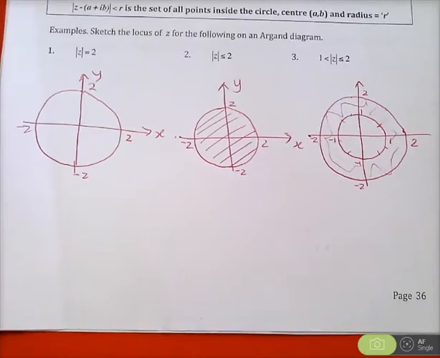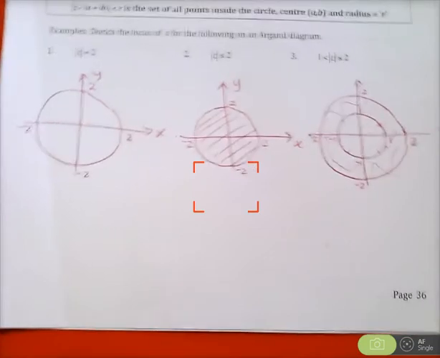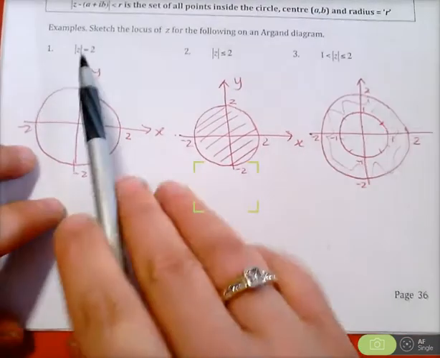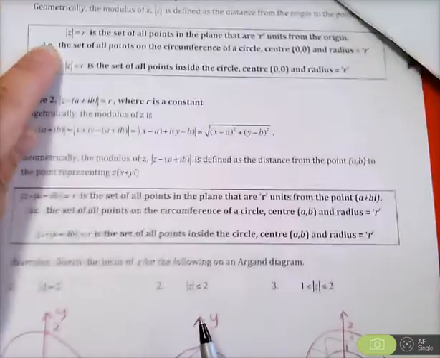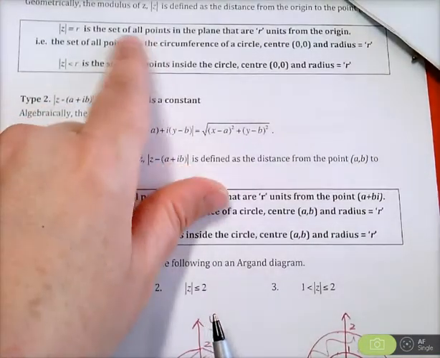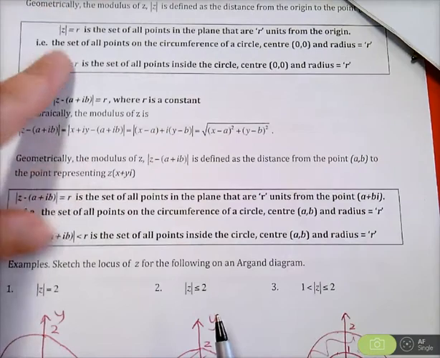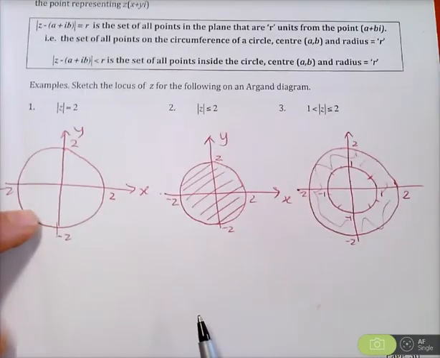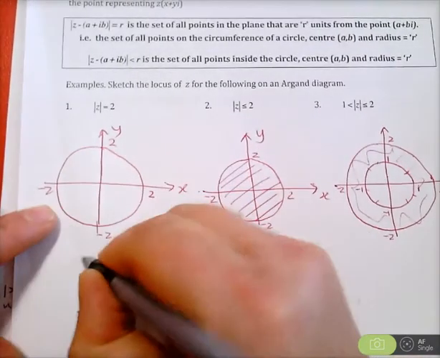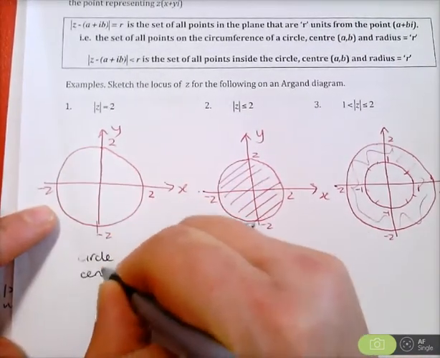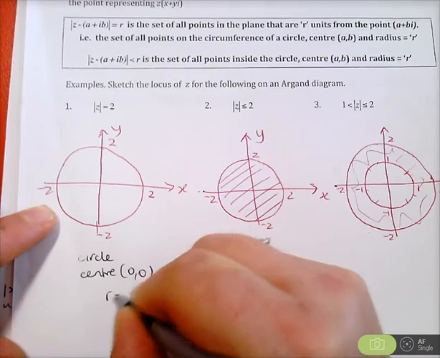Just a review of what we did last lesson, or actually what you've seen on the videos that I sent you. We're just looking at sketching things like modulus of z. Remember, modulus of z means the distance of all points in the plane that are r units from the origin. So modulus of z equals 2 would be a circle with centre 0, 0, radius 2.